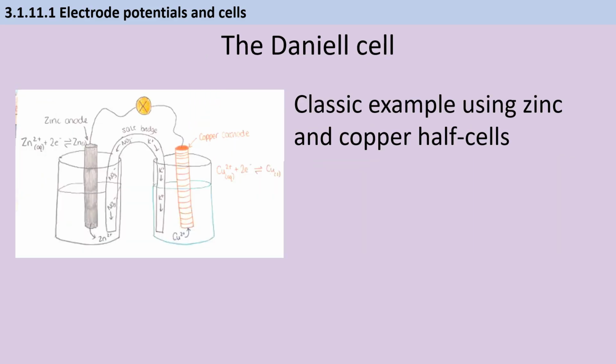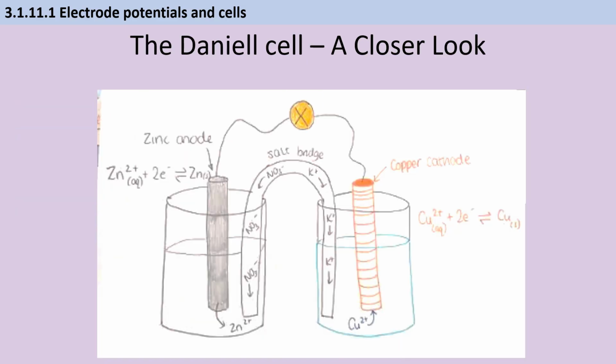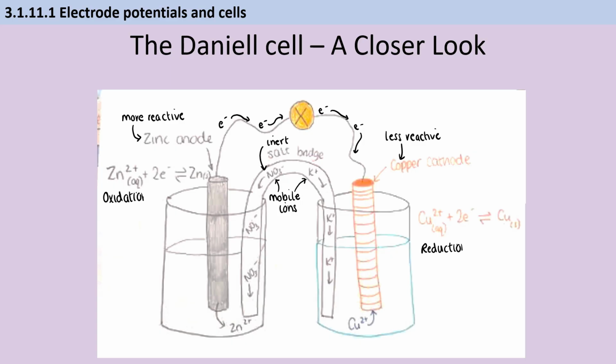The most classic example of an electrochemical cell is the Daniell cell. This is made from a zinc half cell connected to a copper half cell by a wire, and through that wire electrons will flow from the more reactive zinc to the less reactive copper. In order to balance this change in charge, the free ions are going to move through the salt bridge, which is a piece of filter paper soaked in an inert solution like potassium nitrate or maybe sodium nitrate. Oxidation will happen at the anode where zinc loses electrons, and reduction will happen at the cathode where copper gains electrons.